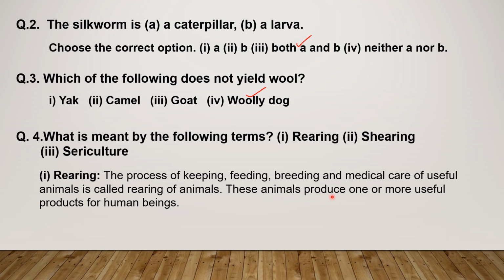These animals produce one or more useful products for human beings. And why do we rear these animals? For getting some useful products from them. For example, wool from sheep, egg from hen, milk from cow. So these are the examples. So that is the term rearing.